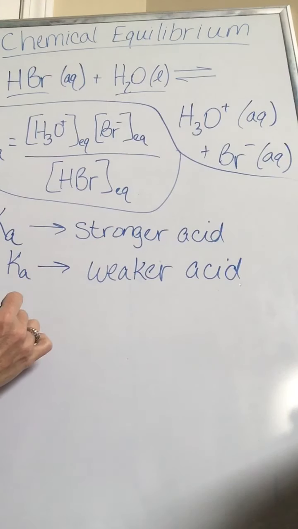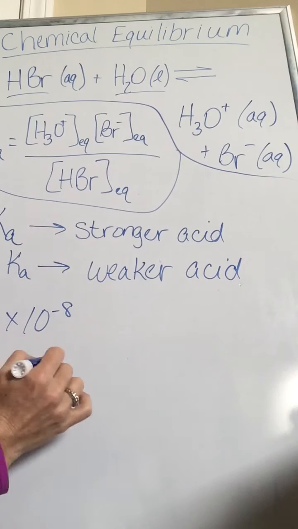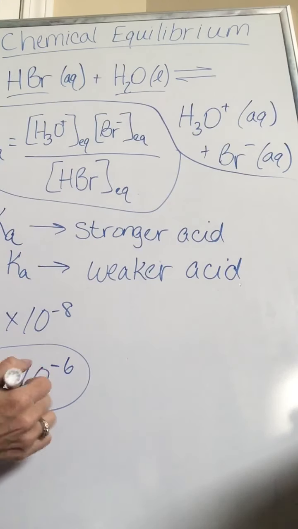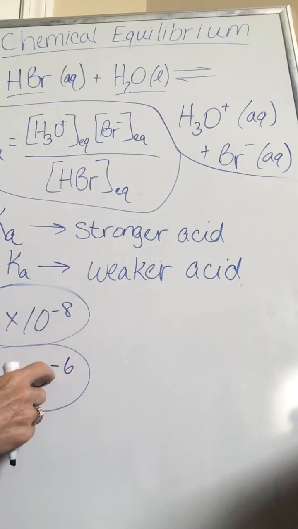know, a Ka of 1 times 10 to the minus 8 versus 1 times 10 to the minus 6, right? So if you're looking at these two, 1 times 10 to the minus 6 would be a larger Ka, right? Because it has fewer decimal places over. So 1 times 10 to the minus 6 would be a stronger acid than an acid with this Ka. All right, so the larger the Ka, which means the smaller the negative exponent, the larger the Ka, the stronger the acid, okay?